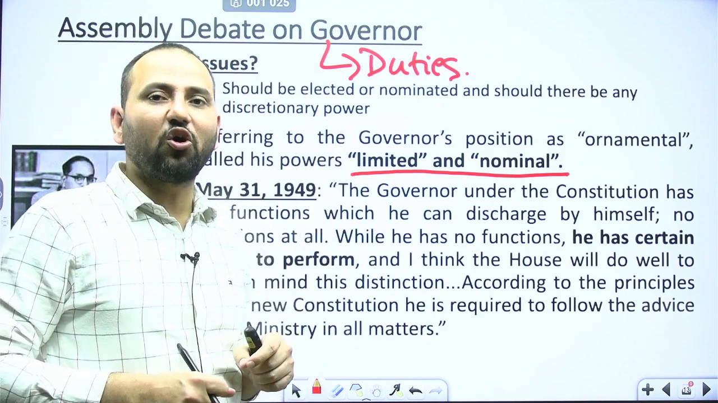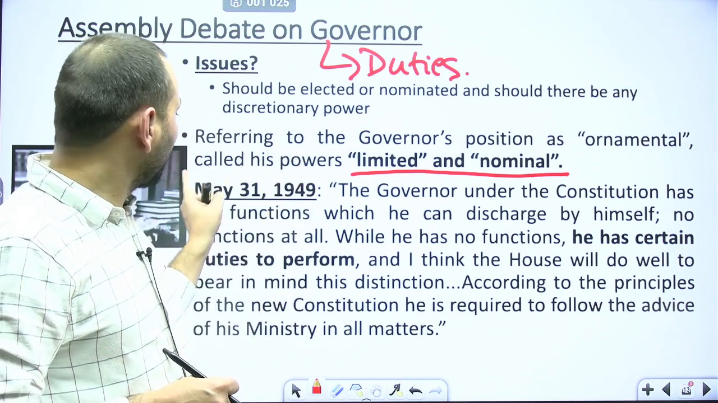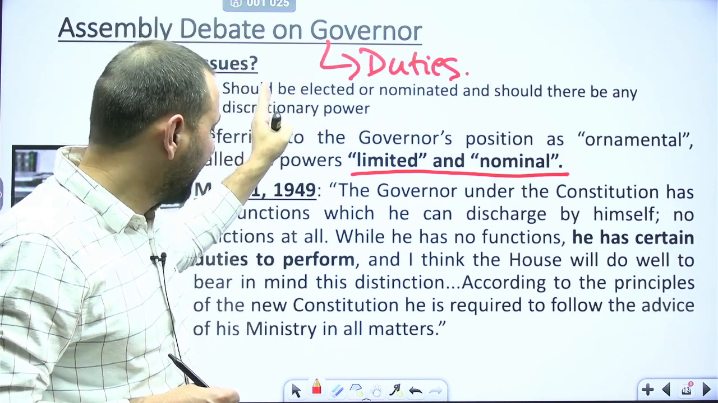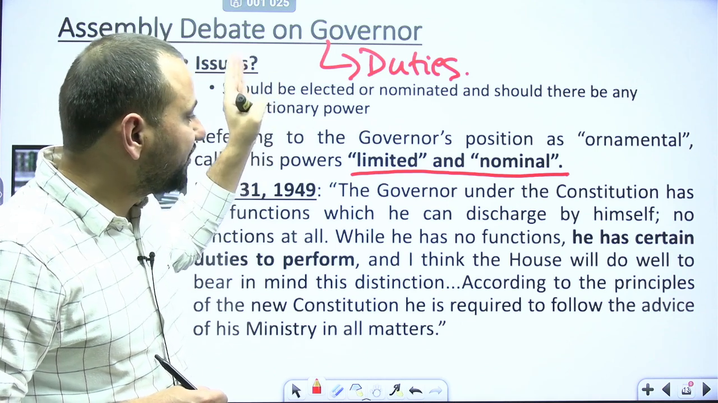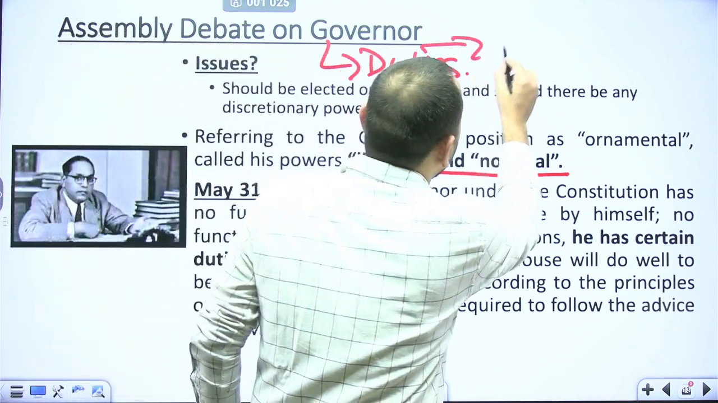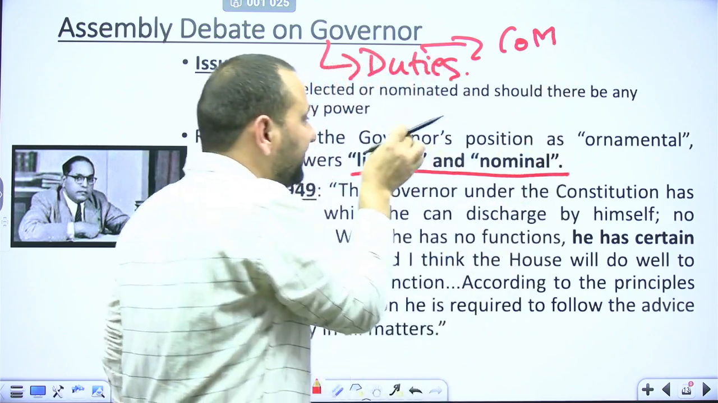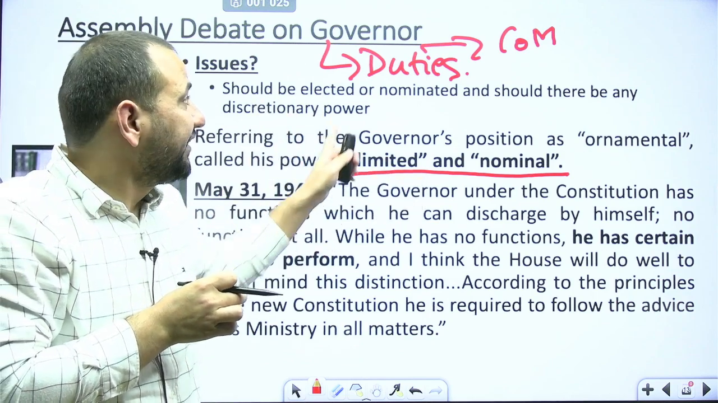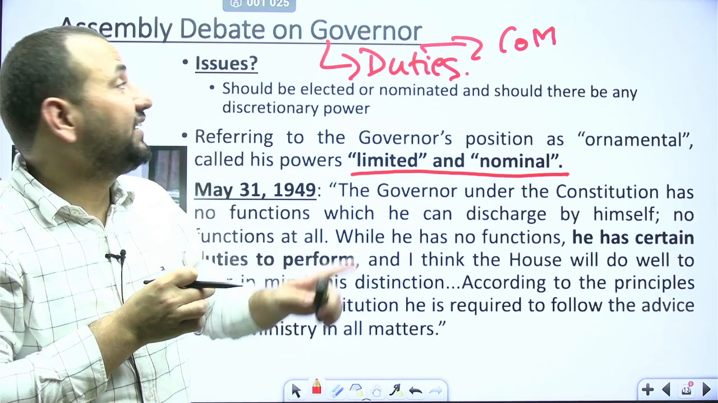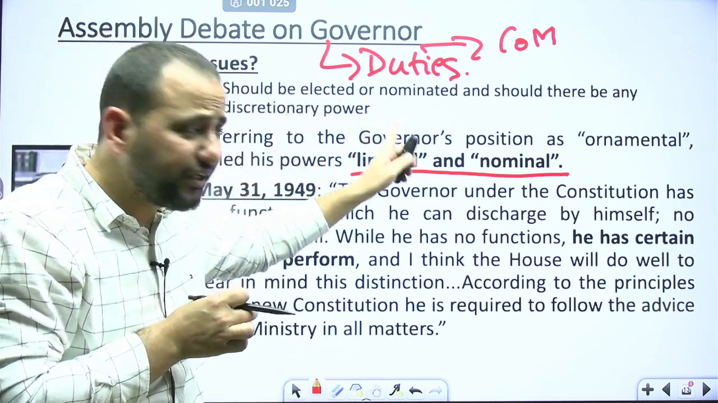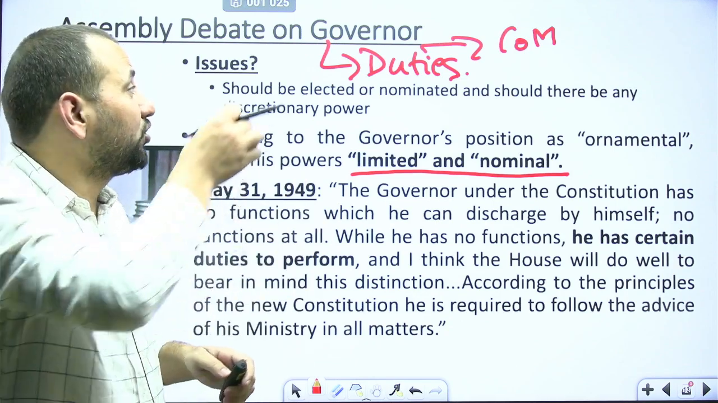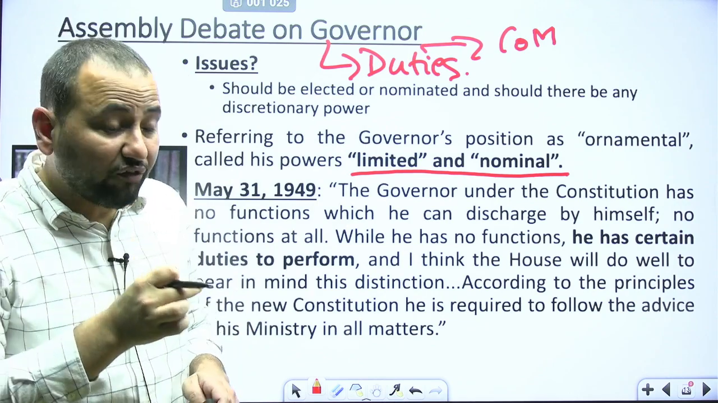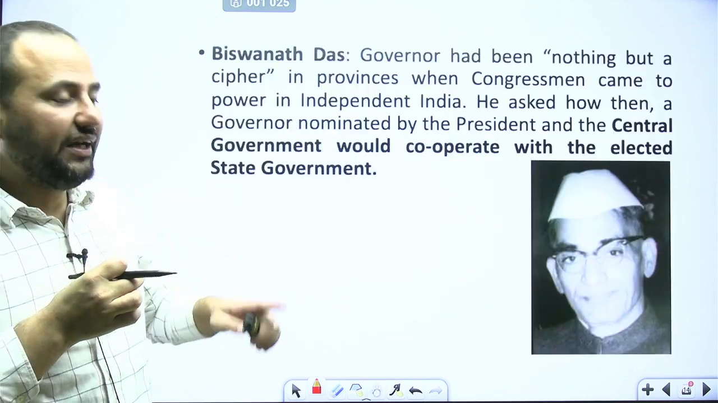So if you talk about the office of governor, you have to understand that Dr. Bhimrao Ambedkar Sahab specified that they do not have any function, they have duties. And these duties are to be done through the advice of the Council of Ministers. Now, this made it very clear that when we have this as ornamental, with limited and nominal function, and there is no function but duties in the hands of the office of governor, which are to be done on the aid and advice of the Council of Ministers, then why do we need to have this election? Why do we need to worry about this appointment? That is why a lot of debate came into existence.